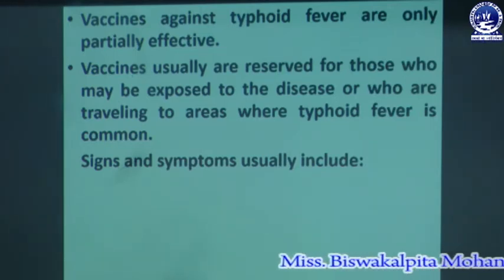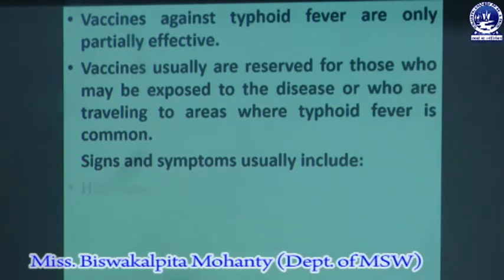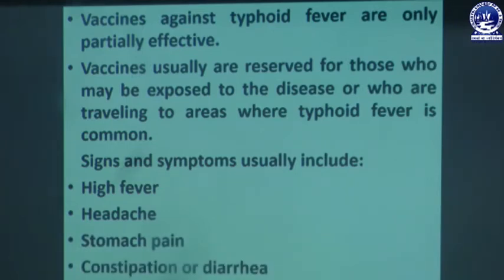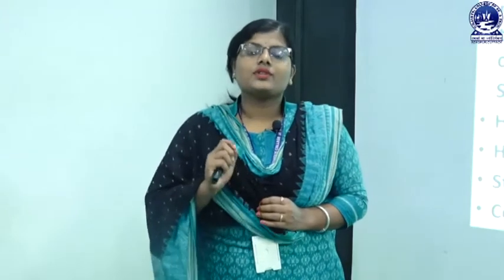Next are the signs and symptoms, which usually include high fever, headache, stomach pain, and constipation or diarrhea. These are some general symptoms of typhoid disease, like high fever, headache, stomach pain or body pain, and diarrhea. These are simple symptoms of typhoid disease, through which we can detect that a person is suffering from it. When a person has these signs and symptoms, we have to contact the doctor.